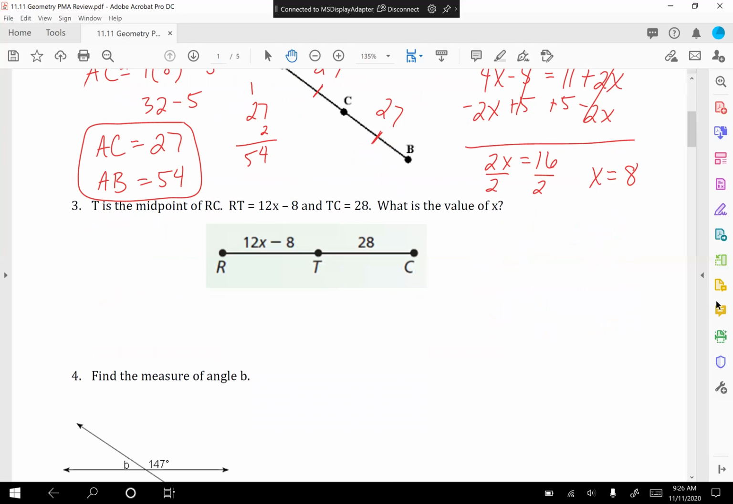And then I'm recording these, so I'm going to put it on Canvas too, so you can listen to it later if you need. All right, number 3, that is the same thing, midpoint. So those two pieces are going to be equal.